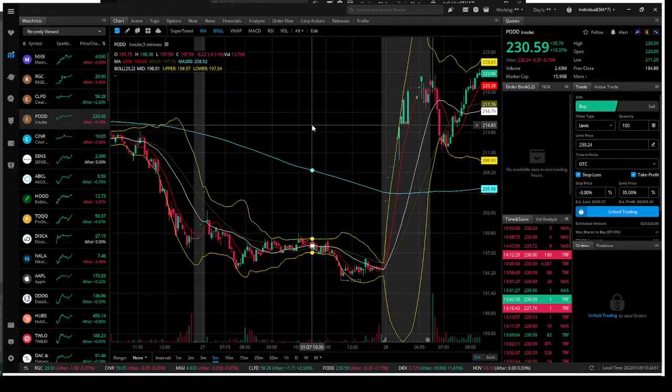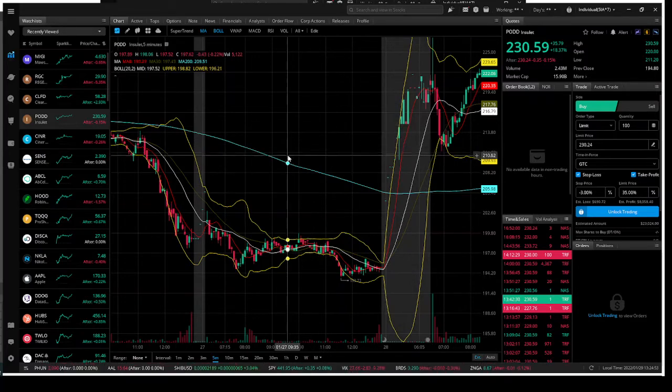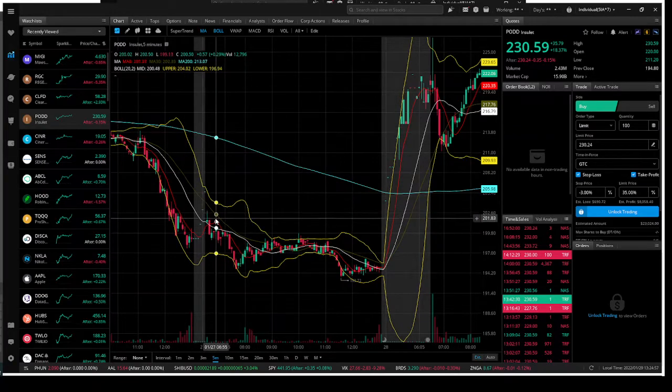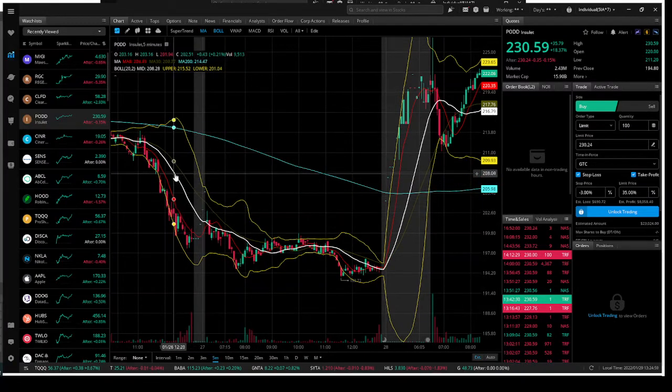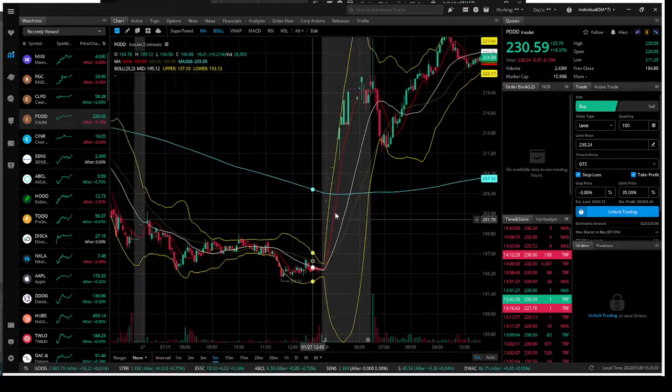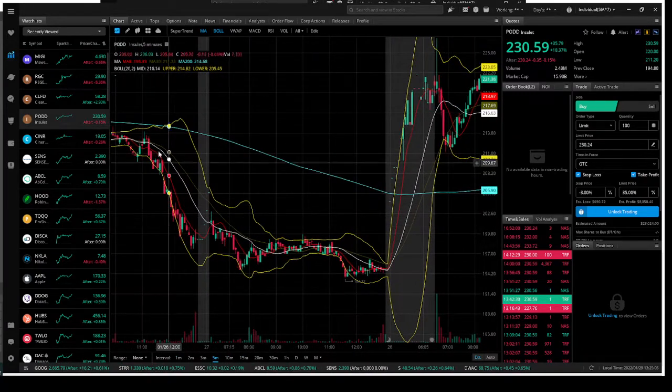20 period moving average. The 20 period moving average, I'm using the one from the Bollinger Band, which is the white one. Okay. The white one on the Bollinger moving average is a 20 period moving average.